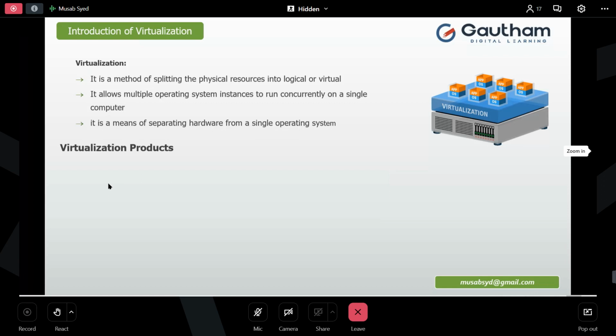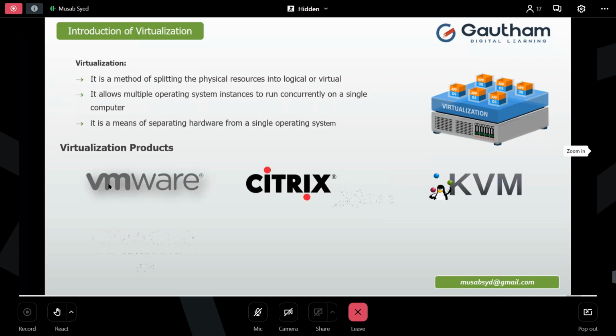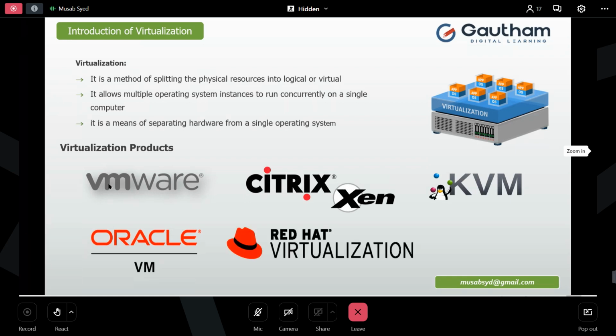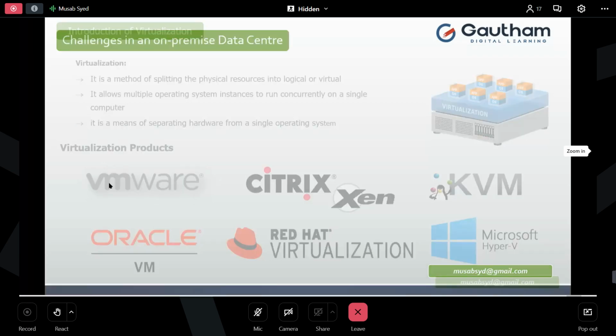Now, there are top virtualization softwares in the market which people use. Just for knowledge: VMware, Citrix, KVM, Oracle VM, RHEVM, or Microsoft Hyper-V. Anything you can use and you can virtualize. But still, there was a big challenge to manage a data center. Why? There is one big challenge: maintenance.